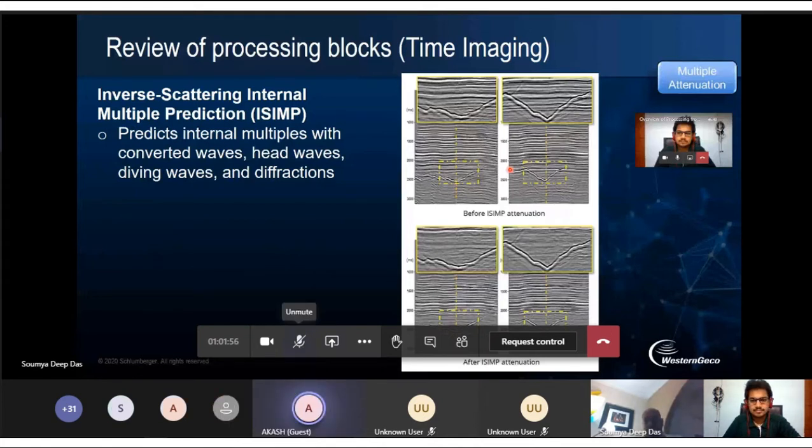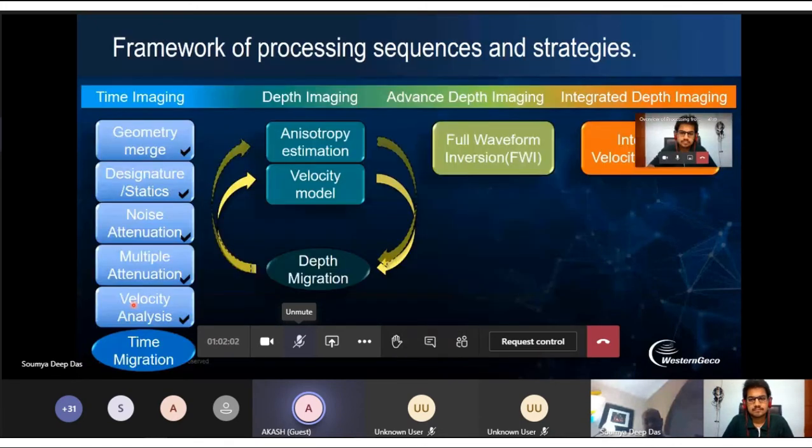Sir, excuse me, sir. In the last presentation on multiple attenuation, you talked about statistical methods only, sir. I mean, you just need to have data with you and you can do some statistical calculations, and like SRME, we can proceed in that manner. All the methods that you discussed.